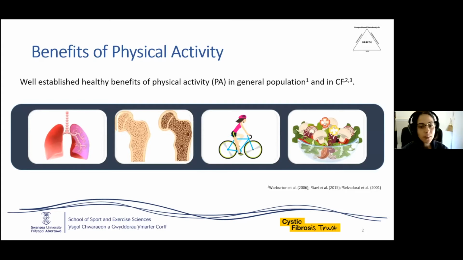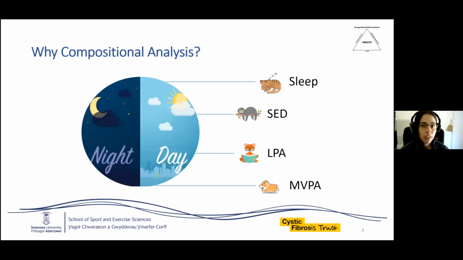But the problem is all the research out there showing the association between physical activity and those benefits is quite conflicting. We also don't know what intensity people with CF should be exercising or being active and for how long. So one hypothesis is that this previous research did not use compositional analysis.